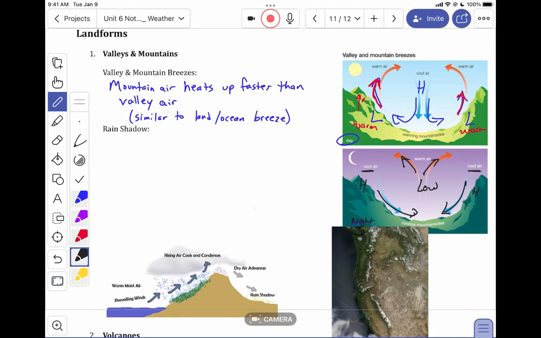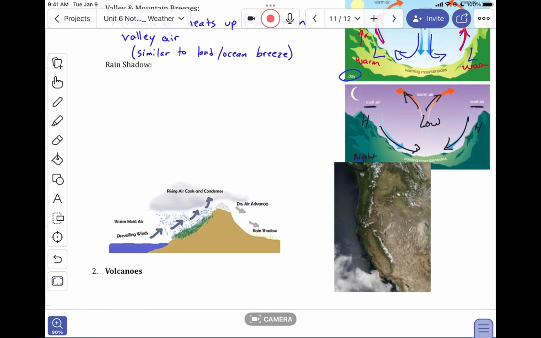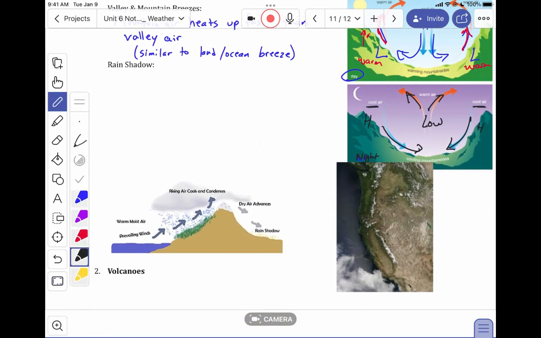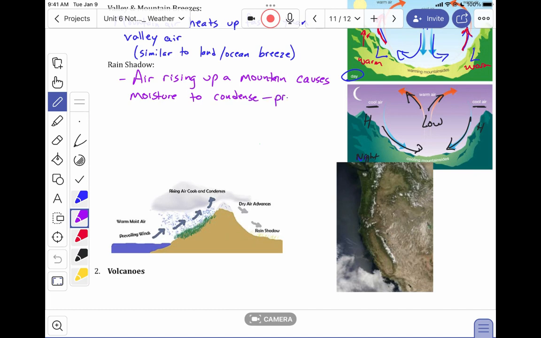All right, rain shadow. So rain shadow, get a ton of that out in California. And let me write it first and we'll kind of pick it apart a little bit. So air rising up a mountain causes moisture to condense. And that's going to give us precipitation.